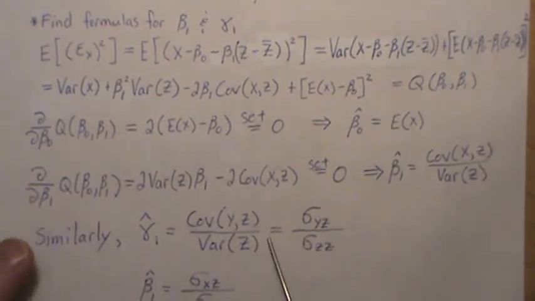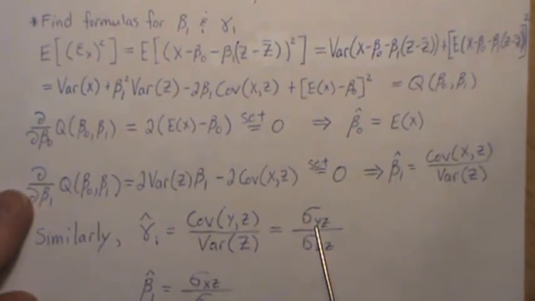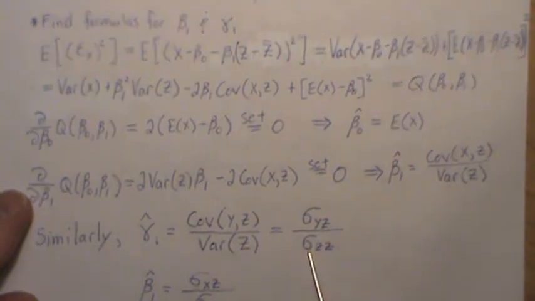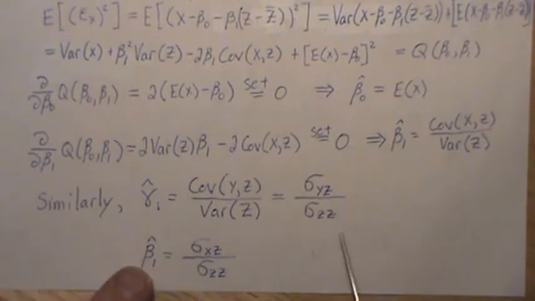Now we're going to use shorthand notation. This is going to be the covariance between y and z, which is what this is. And this is going to be the covariance between z and z, which is actually the variance. So we're also going to use shorthand notation for this, beta 1.